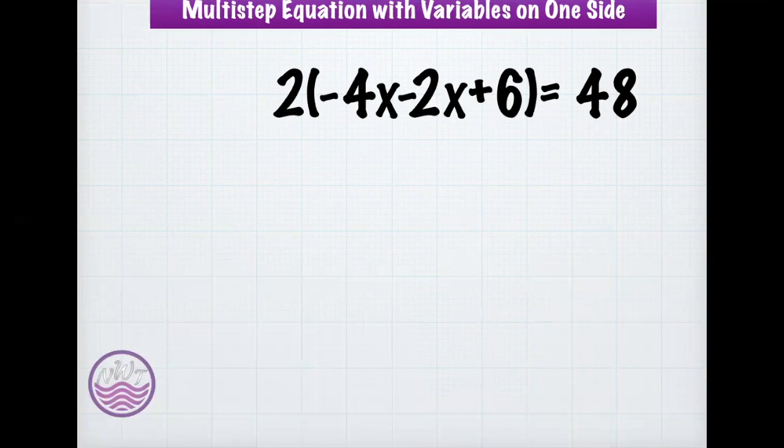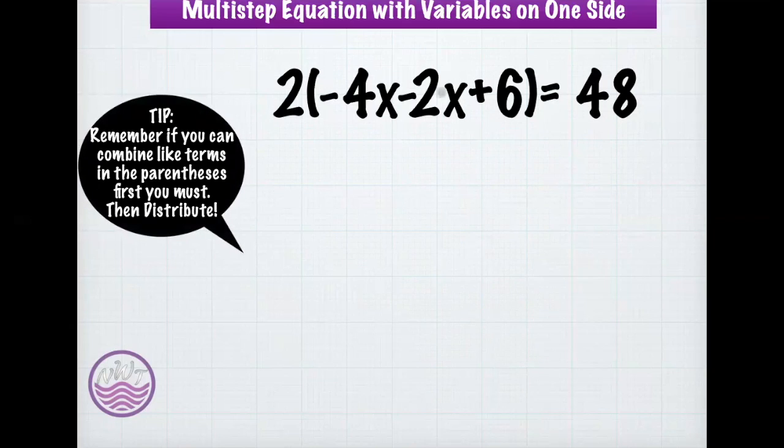Okay, example number 4, our last example, is much different from the first 3 examples. So going back to our toolbox, which you can do in this video, I'm looking at the second portion because there's nothing that I can do as far as distributive property first because I do have some like terms inside the parentheses. So again, if you can combine anything in the parentheses, that's what you have to do first. So there's our tip. Remember, if you can combine like terms in the parentheses, you must, and then distribute.